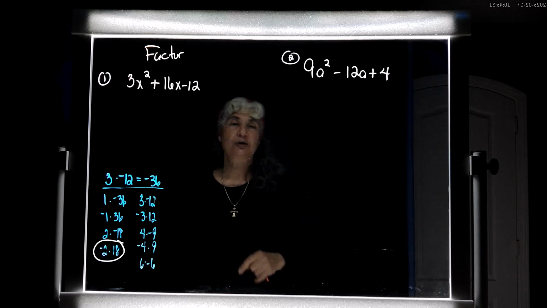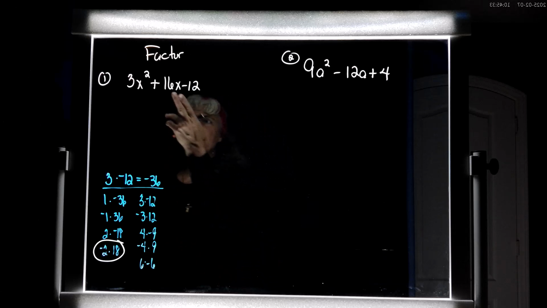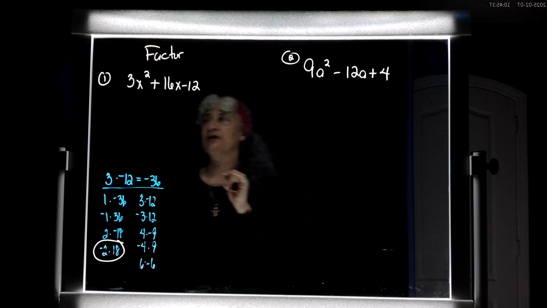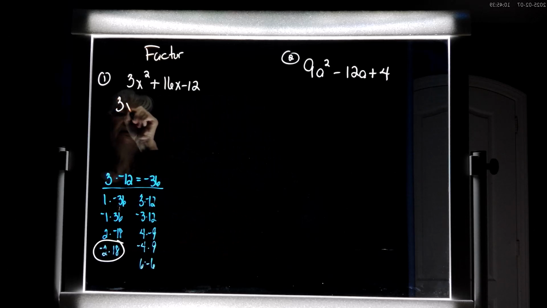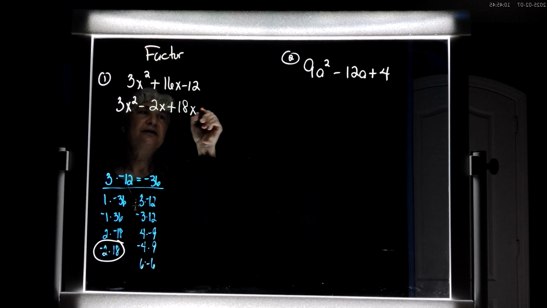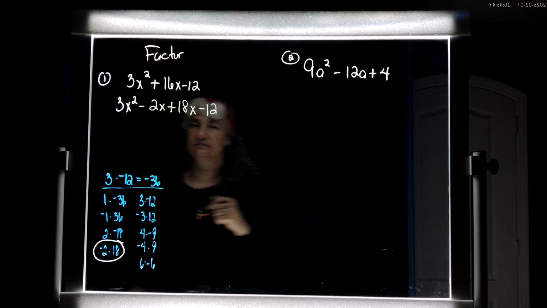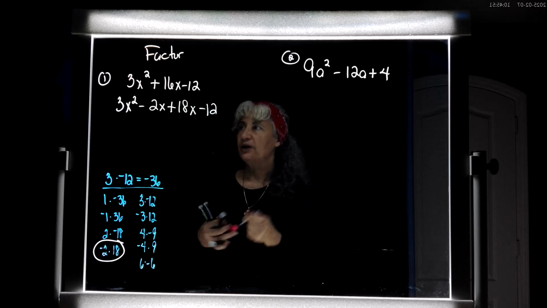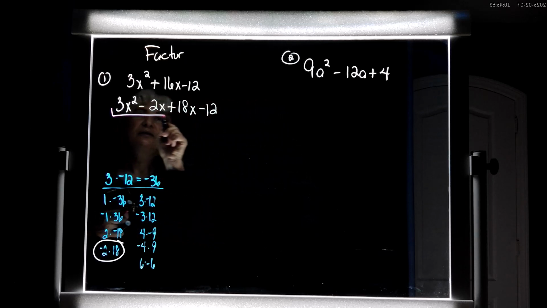All right, what am I going to do with that combination? I'm going to replace the 16, the positive 16, with these two numbers, so I've got 4 terms. All right, so we have 3x squared minus 2x plus 18x minus 12. Yes? Now what? Group. Okay, let's group it.